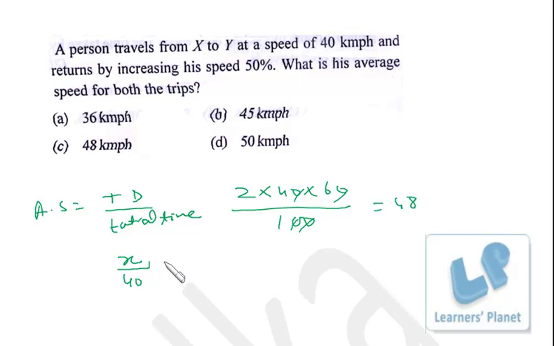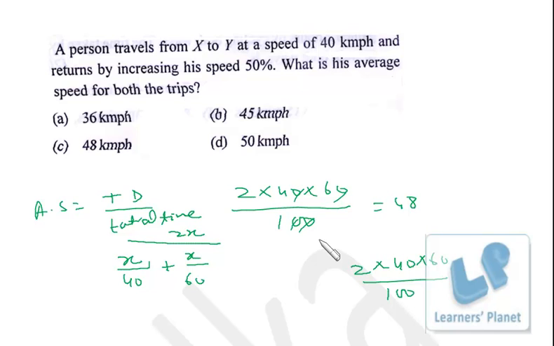Then x distance it is covering with the speed of 60. So this is the total time, right? So x by 40 plus x by 60 is the total time, right? What is the total distance? That is 2x, because we assume one way distance is x, so the total distance is 2x. Now if you take x as common and cancel it, what you'll be getting? 2 into 40 into 60 upon 40 plus 60 if you take LCM. So you're getting the same thing.